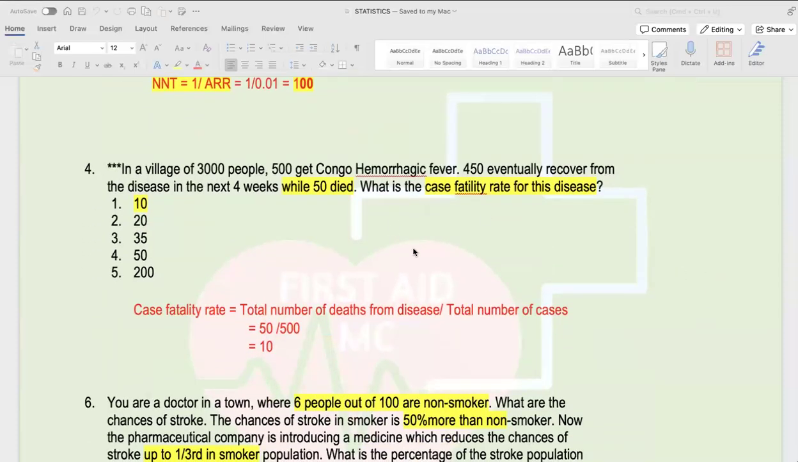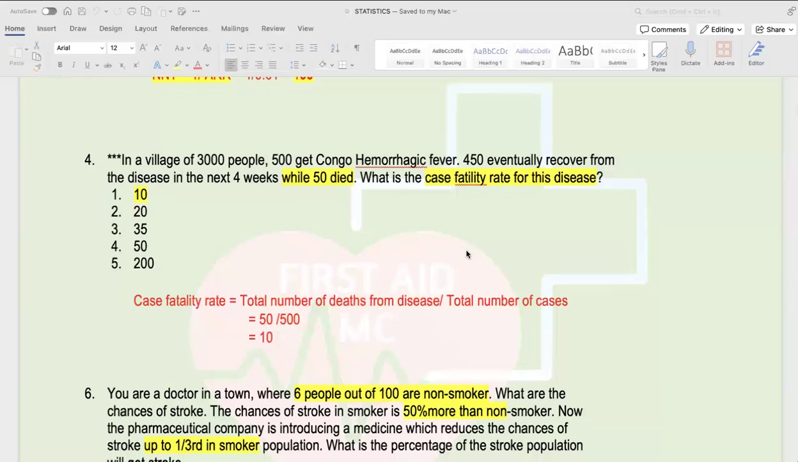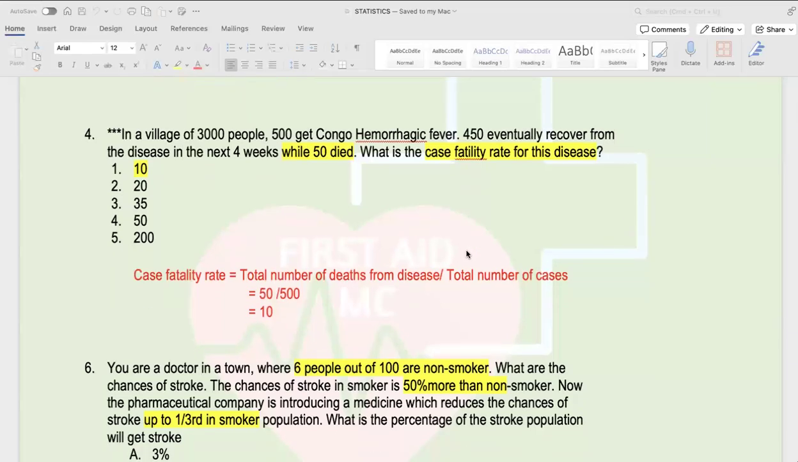Any questions? Anything you didn't understand? Yes, it's the same thing. Attributable risk and absolute risk reduction are the same.